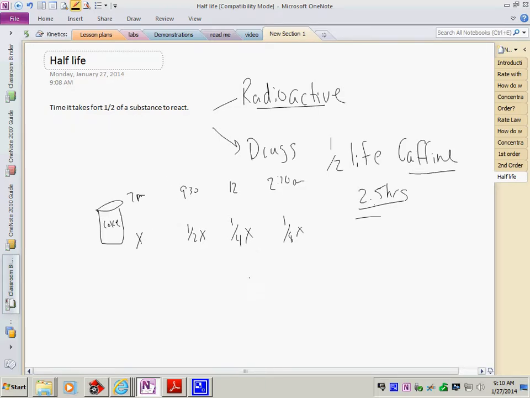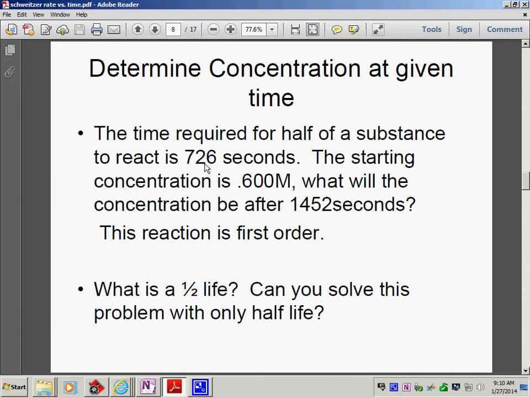Okay. Now, for this value, let's see what our question says. It says it takes 726 seconds, starting with concentration at 0.6. What will be the concentration at 1452 seconds? Okay, it's first order. Now, if you look at this mathematics here, they're giving you 1452 seconds. So at this point, how many half-lives is that? 1452 divided by 726 equals 2.